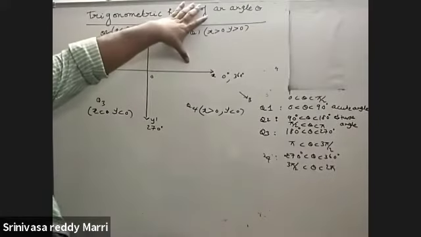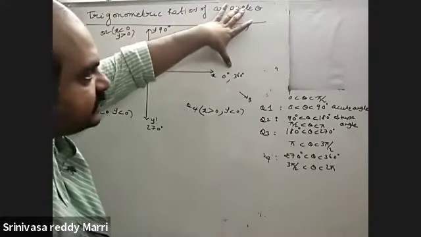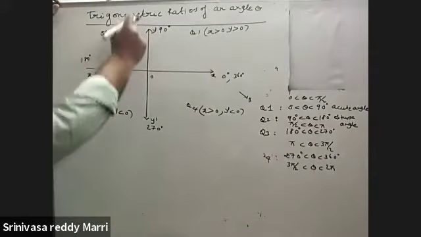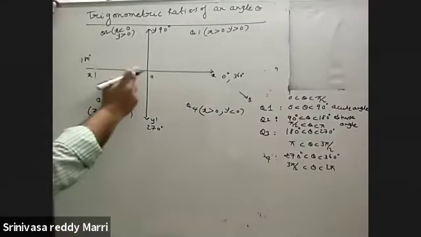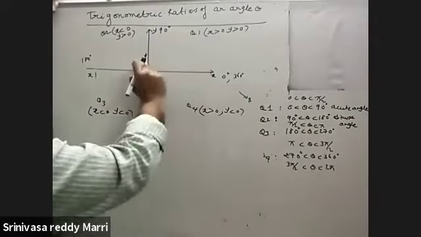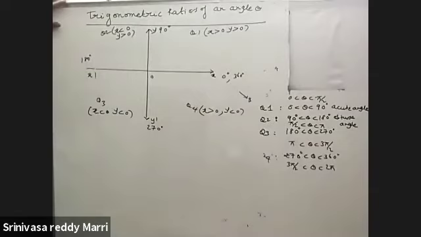In quadrant 1, X greater than 0, Y greater than 0. In quadrant 2, no need to remember X dash, Y: X less than 0, Y greater than 0. OX dash, OY dash: X less than 0, Y less than 0. OX, OY dash: X greater than 0, Y less than 0. Now coming to the trigonometric part.